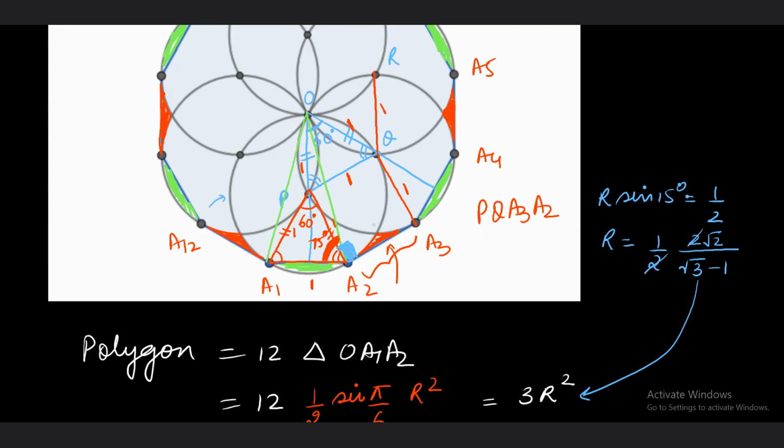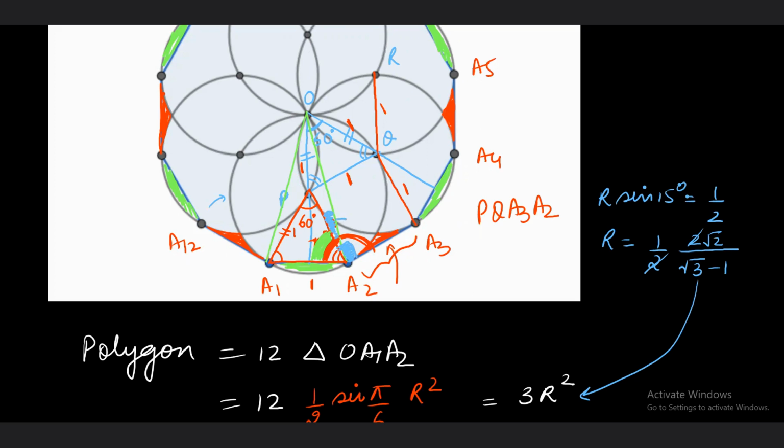Each angle 75 means I can say that this angle is also 75, right? This angle is also 75. But out of this 75, 60 degrees has been used. This 60 degrees has been utilized by this small equilateral triangle PA1A2. So the remaining angle is actually only 15 degrees.